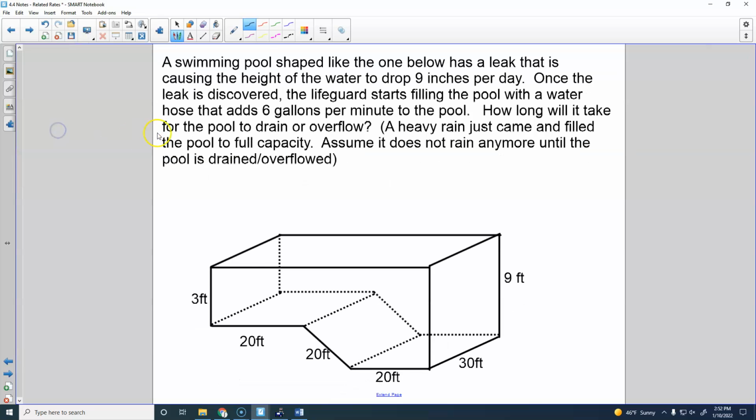all right, so let's say that we have a swimming pool shaped like the one below, has a leak that is causing the height of the water to drop 9 inches per day. Once the leak is discovered, the lifeguard, many of which of you are in here today, starts filling the pool with a water hose that adds 6 gallons per minute to the pool. How long will it take for the pool to either drain or overflow? Assume that a heavy rain just filled the pool to full capacity. Assume it does not rain anymore until the pool is drained or overflowed.